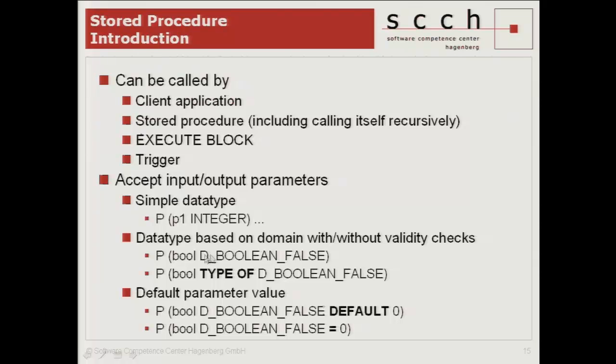If you use a domain without the type of clause, then any value checking constraints which are on the domain are checked here as well. If you use the type of and the domain, then it's just the single data type definition behind the domain which is used here. You can also use input parameters with a default clause, but they have to be at the end of the parameter list.